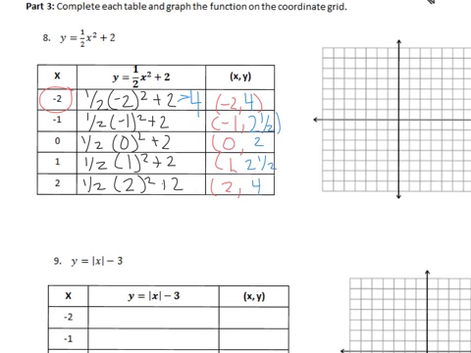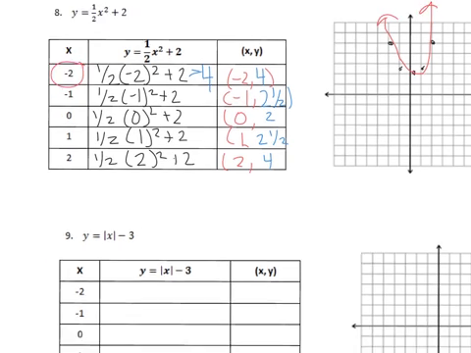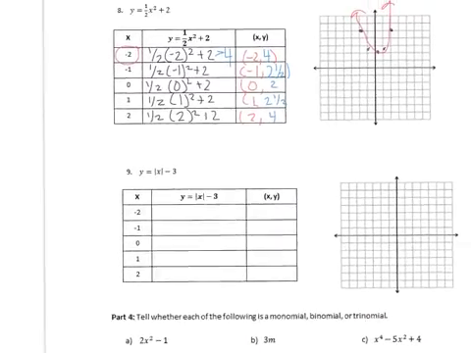So you're going to graph negative 2, 4. To graph negative 2, 4, you go left 2, up 4, and make a dot. And then the next one you do negative 1, 2.5, then 0, 2, 1, 2.5, and 2, 4. So remember, when you connect them, you've got to make them look like a parabola. This one's going to look like a V.